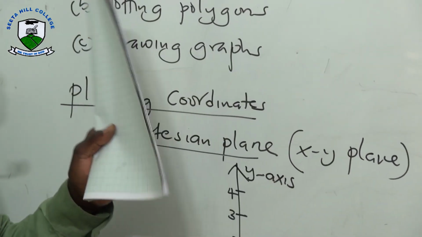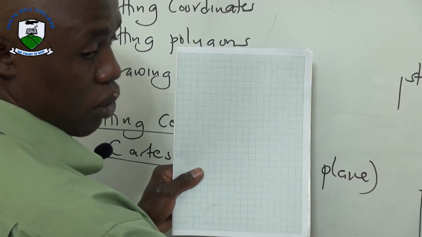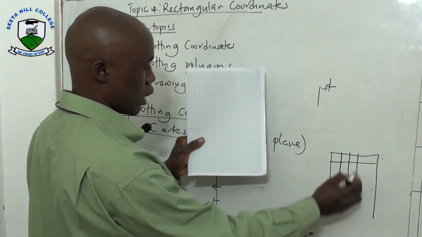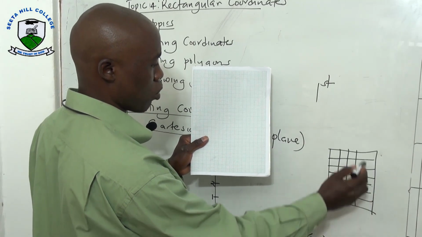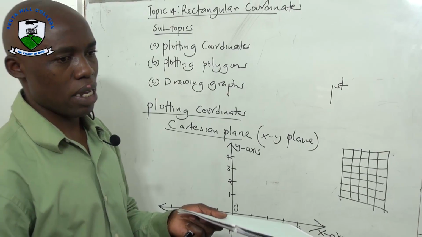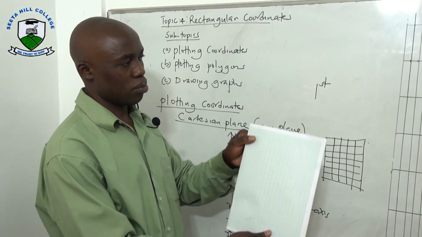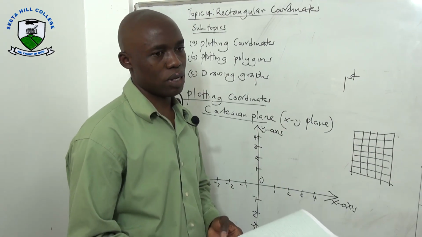The other one was a squared paper. I've not carried one here, but it's normally used in most textbooks just as squares. Some books on the market have squares, and that means plotting can be done either on a 1 centimeter squared graph paper or ordinary squared paper.